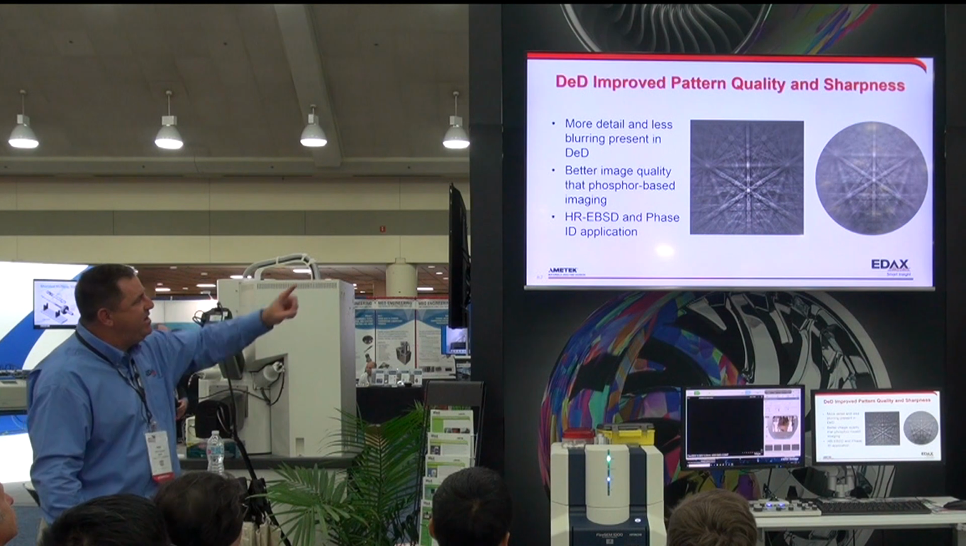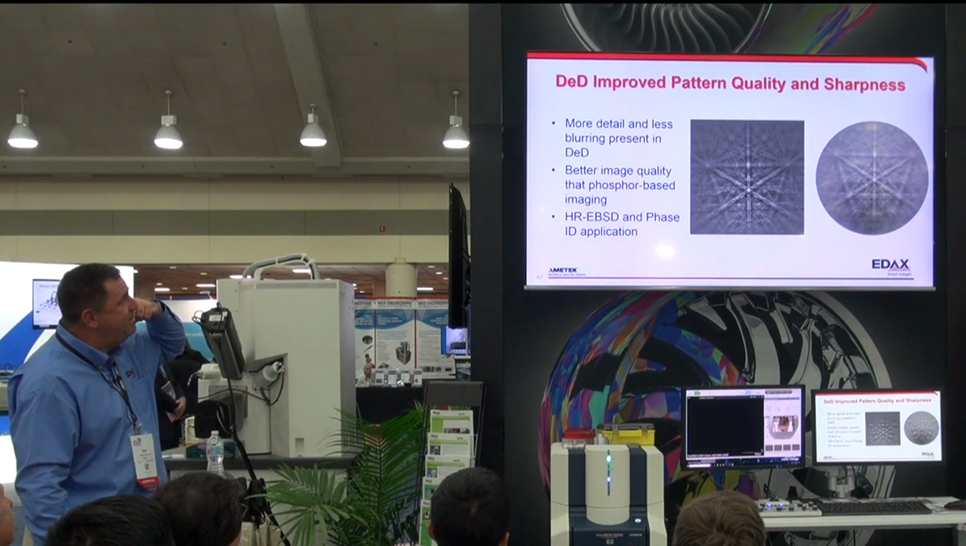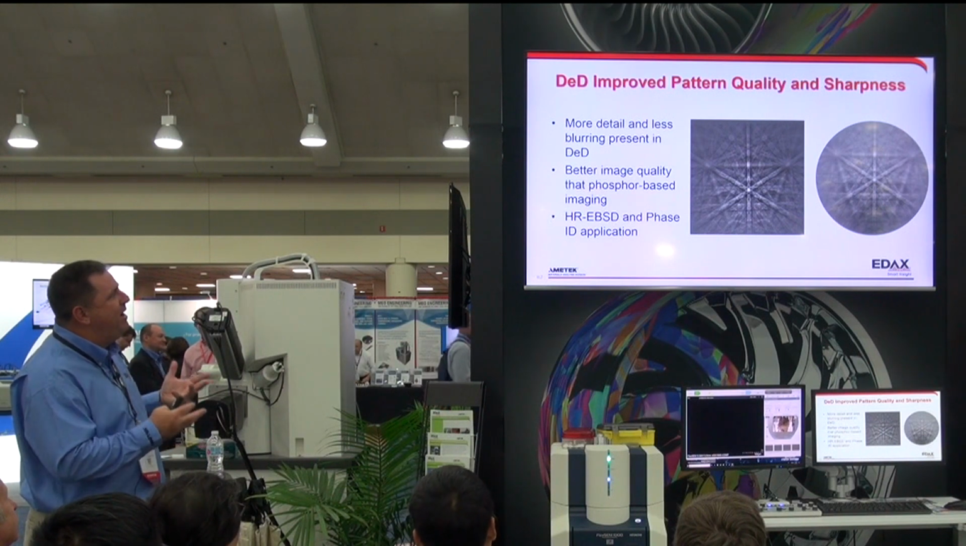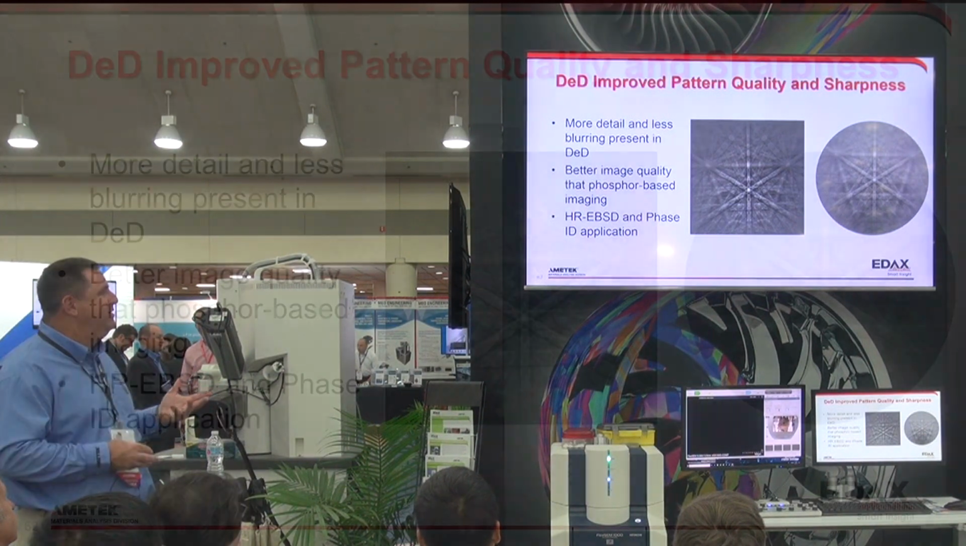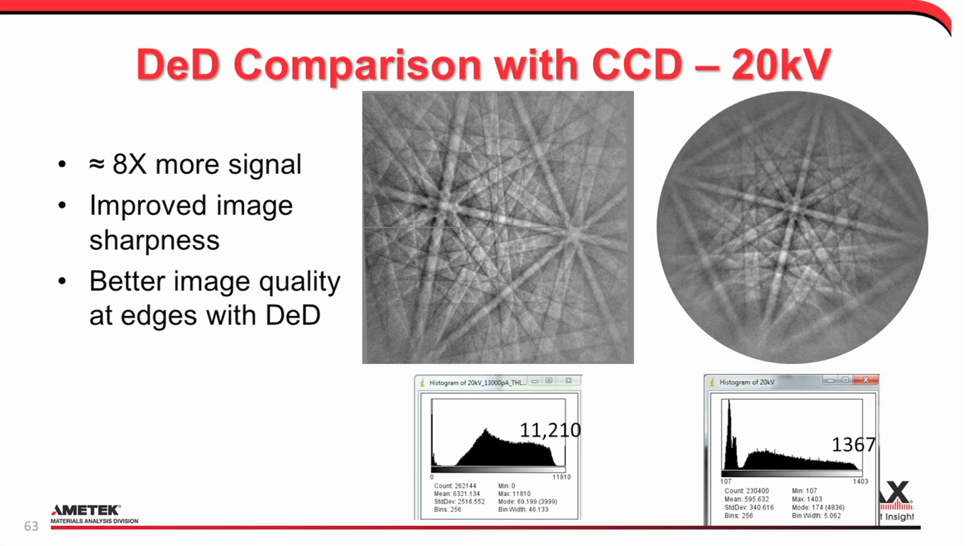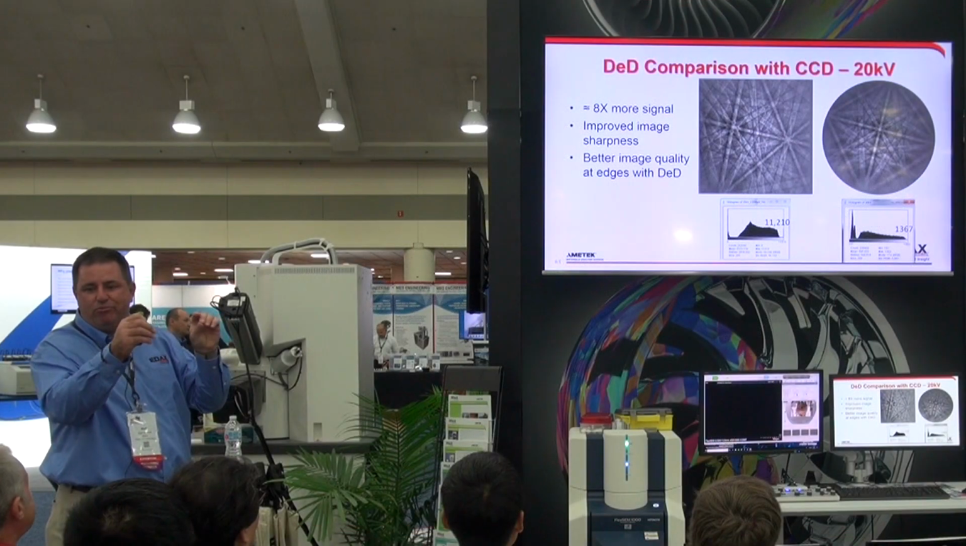This is just putting the DED pattern next to a CCD-based pattern. So there's a lot more detail, there's less blurring, better image quality measurements that say the DED has significant application possibility for things like high angular resolution EBSD and for phase identification. This just shows the operation under different conditions. So this is traditional 20 kV standard EBSD operating conditions where we're getting 8 times more signal with improved sharpness, especially along the whole array of the detector. We don't have to worry about lens performance radially as much.